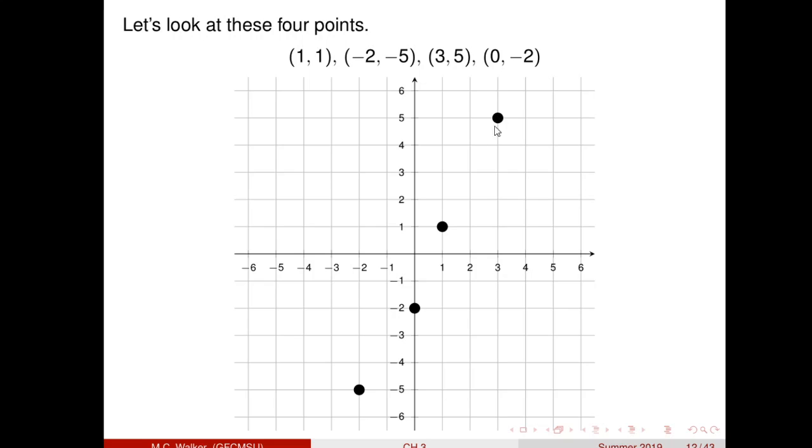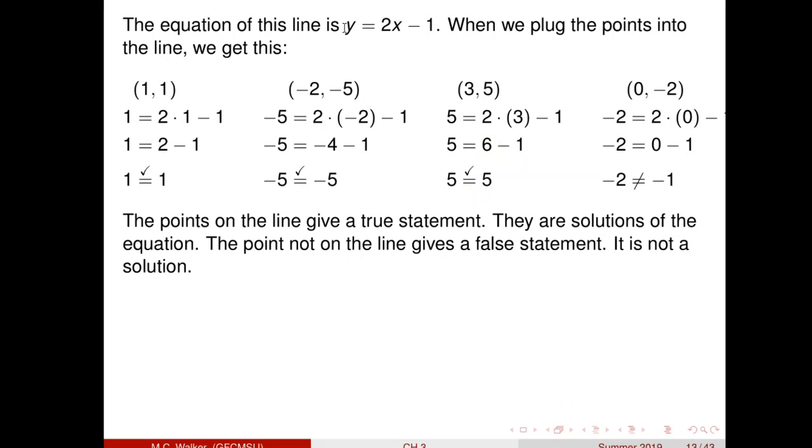And we can see these three, 1, 2, 3. So that's (-2, -5), (1, 1), and (3, 5) all lie on a line. (0, -2) does not lie on that line. And indeed, the equation of that line is y is equal to 2x minus 1. That tells us how to find y when we know x.